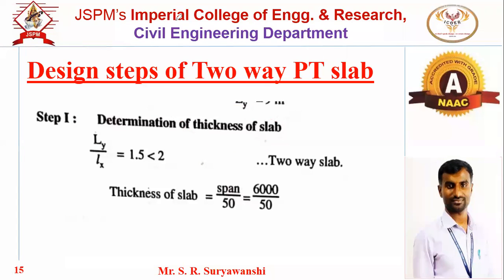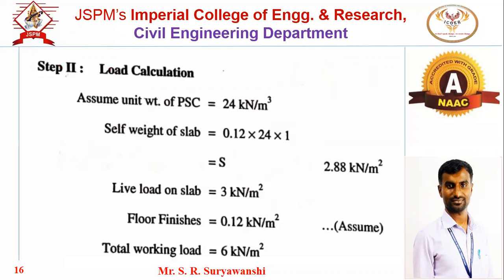The slab is said to be two-way when the aspect ratio is less than or equal to 2. So if it is less than or equal to 2, that will be a two-way slab. And the thickness of the slab is given by the span divided by 50. Okay, span, that is L divided by 50, that will be the thickness of this slab. This is the first step.